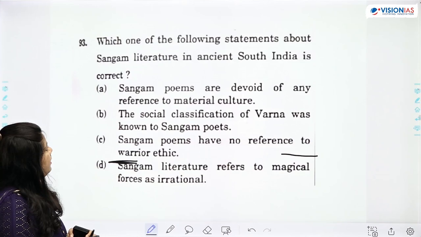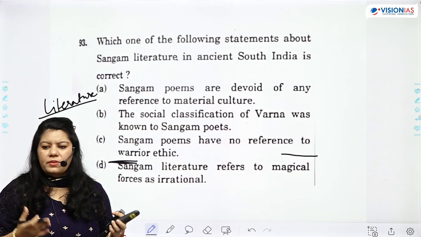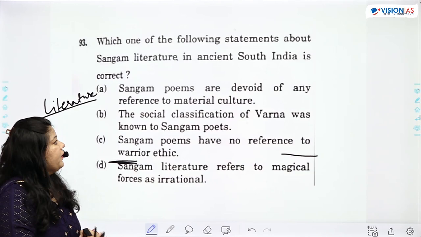Then comes your 93rd question, again on literature. And Sangam literature's importance cannot be understated. Every test series, every book carries something about Sangam literature, and Sangam age was also in the news for the last 2 years because of the time period controversy it was attracting, right? So this question is again at a moderately easy level.